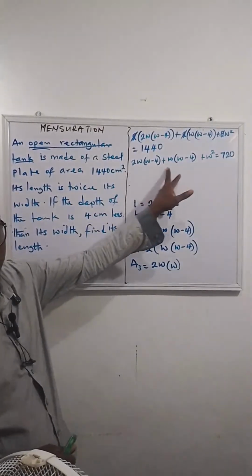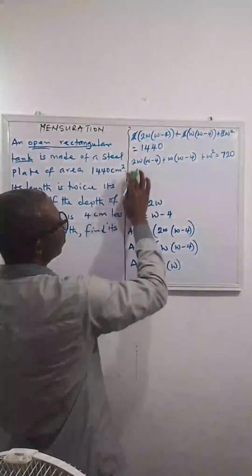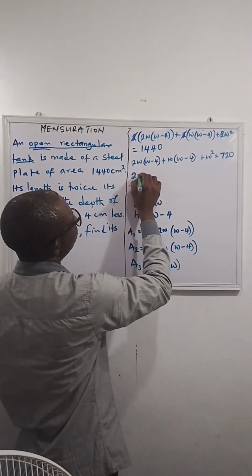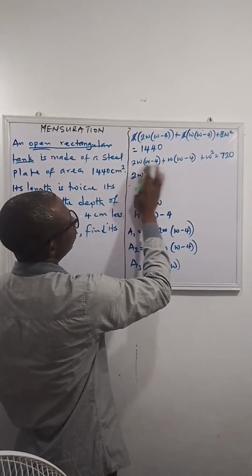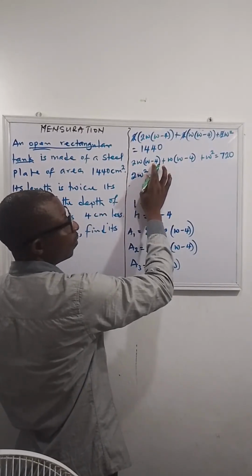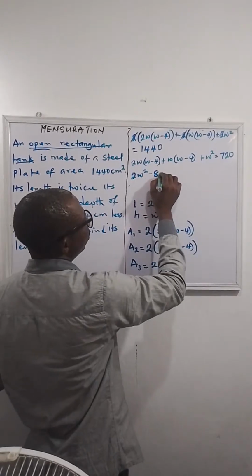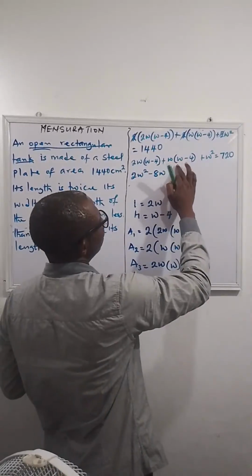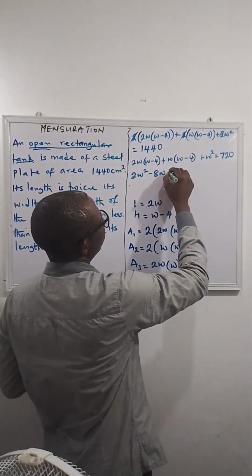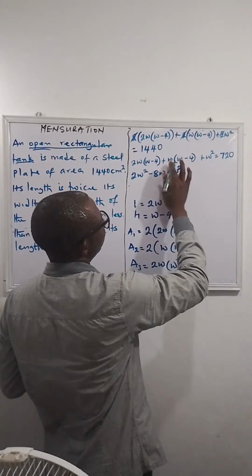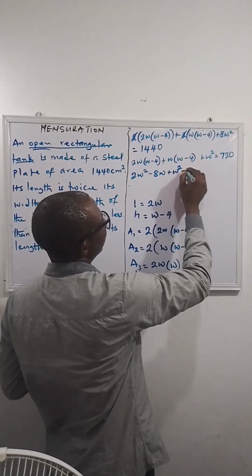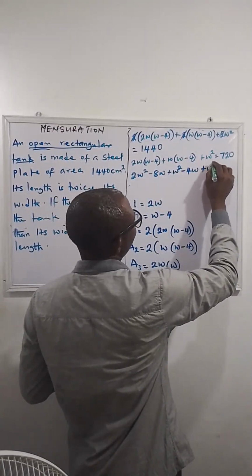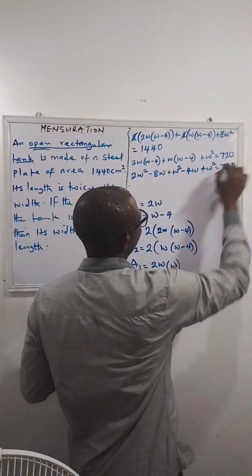So now let us open the brackets. When you multiply, you have 2w squared, and 2w times negative 4 gives you negative 8w. Okay? Now w times w, you have plus w squared. Now w times negative 4, you have negative 4w, plus w squared equals 720.